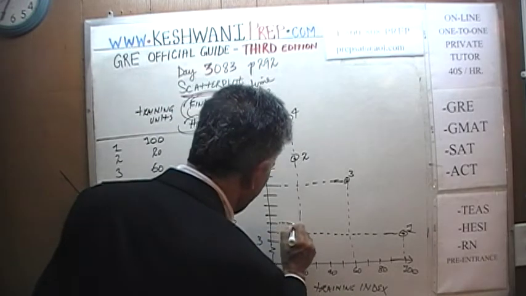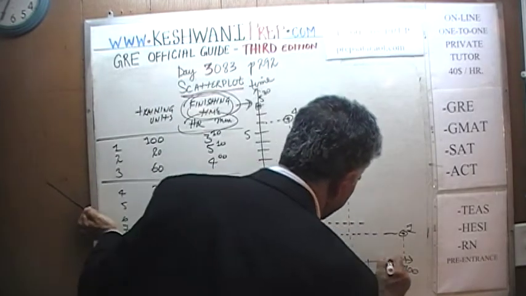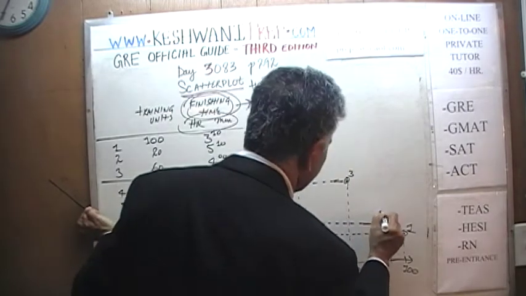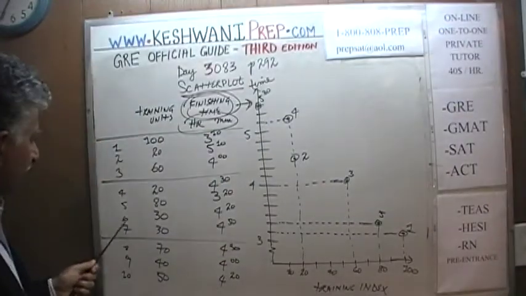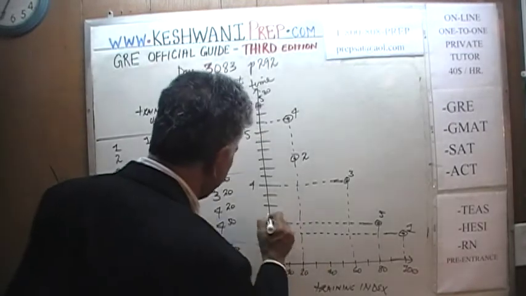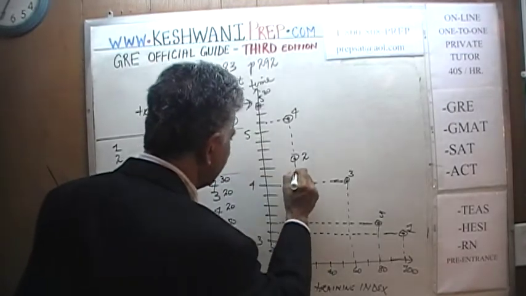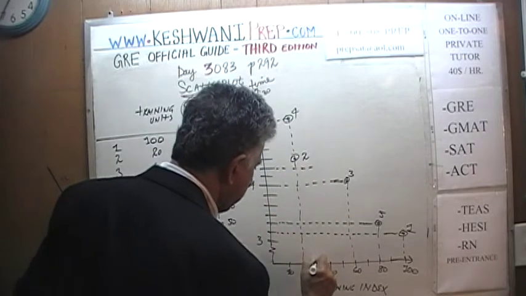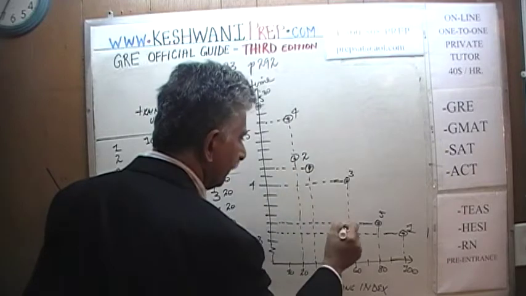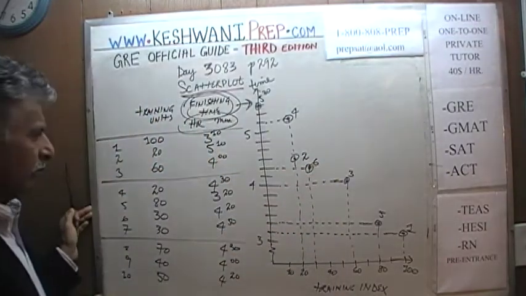10 and 20, there we go, that is number 5. Number 6 is 30 and 420. 30 and 420 right here, this is 4, 1, 2 right here, 30 and 420. Voila. And that was individual number 6.